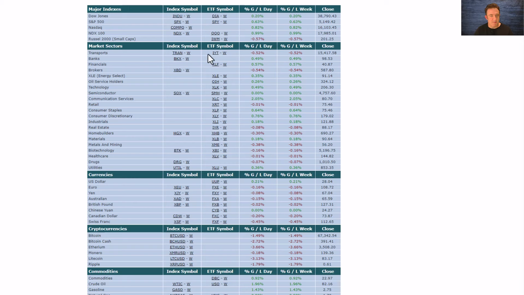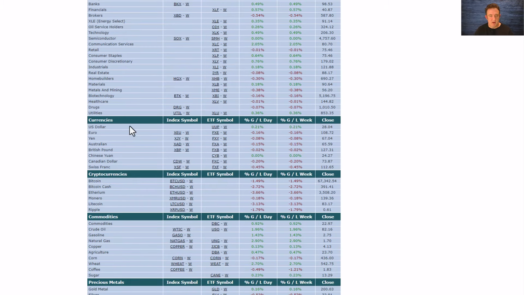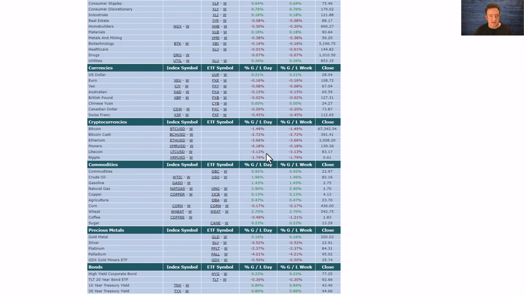As far as the 21 market sectors we follow, more sectors were up than down, but really no big movements here. Looks like the largest move today was in the communication services, up just over 2%, but it looks like every other move here was less than 1%. Currencies, US dollar up 0.2%.